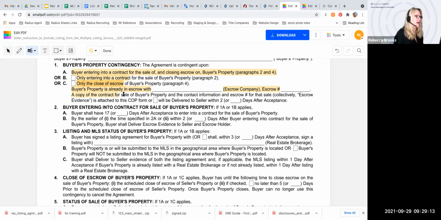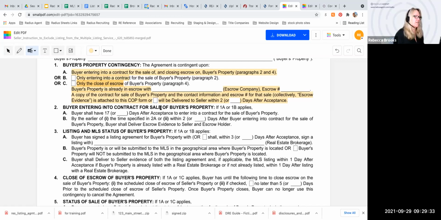That's why a copy of the contract is included, or it will be delivered to this seller within however many days of acceptance, right? So that's that listing agent asking you for some sort of proof that that buyer's exiting property is in escrow, okay?